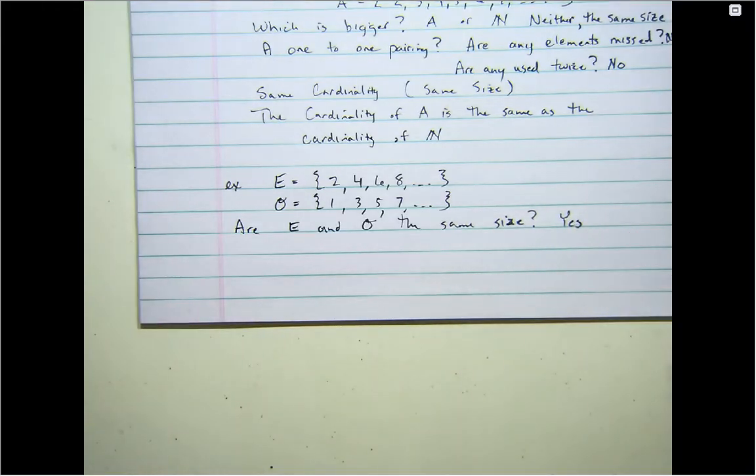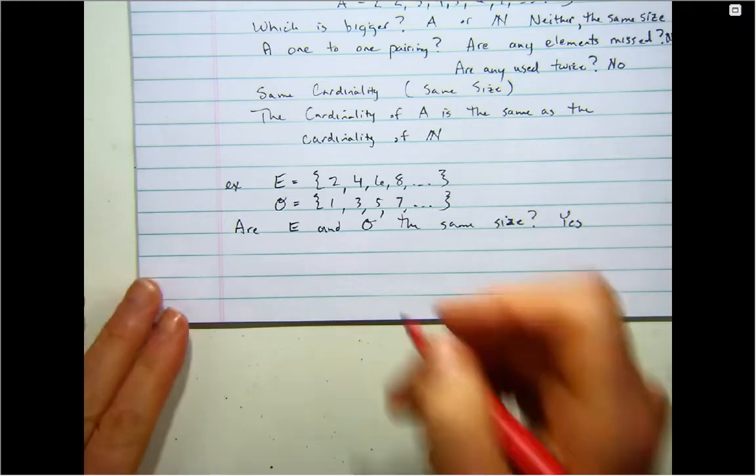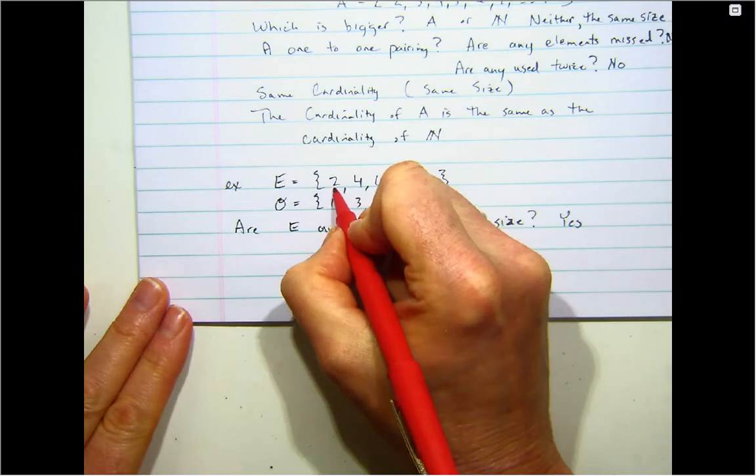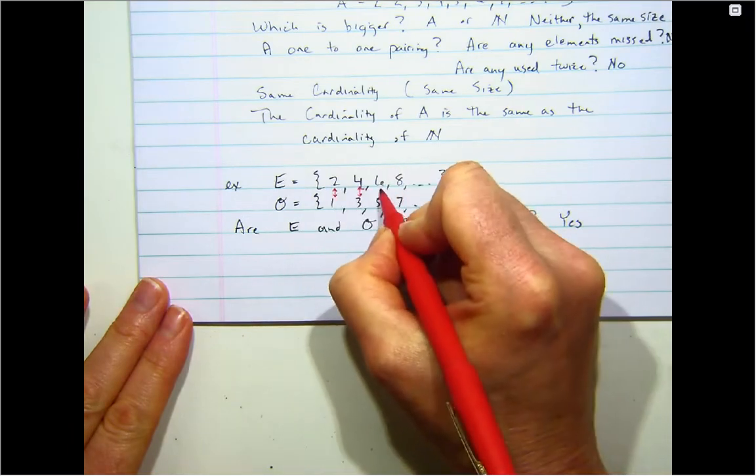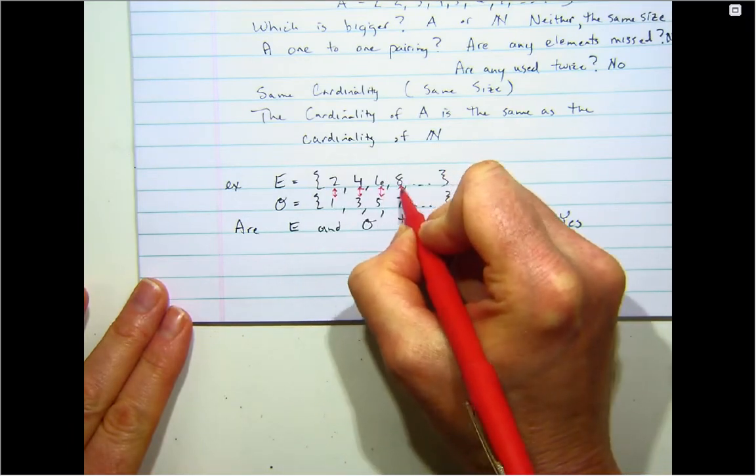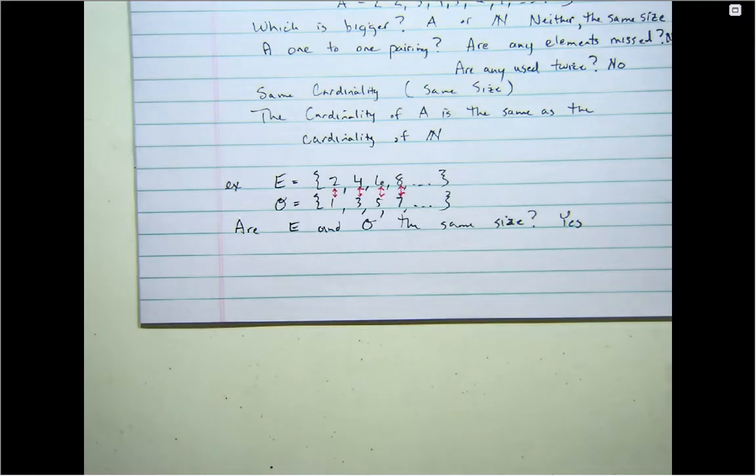The arrows: 2 with 1, 4 with 3, 6 with 5, and so on. Good. So you can set up a one-to-one pairing, and so you can say, yes, they are the same size. That one's a little easier to see, right? Because sure, it's like half of the natural numbers and the other half of the natural numbers.